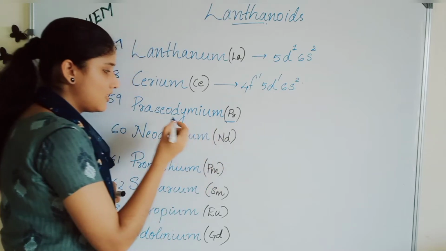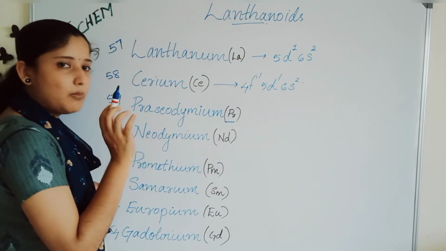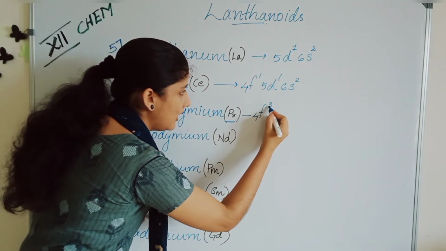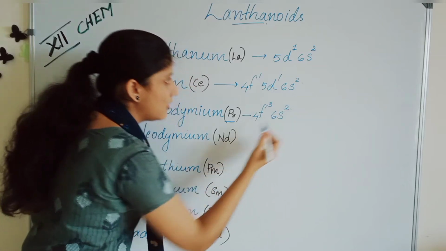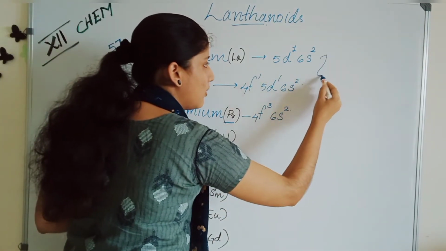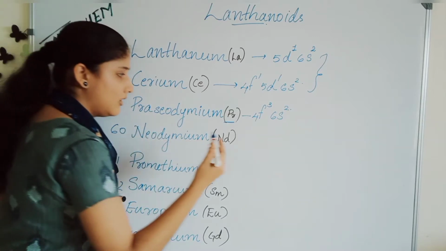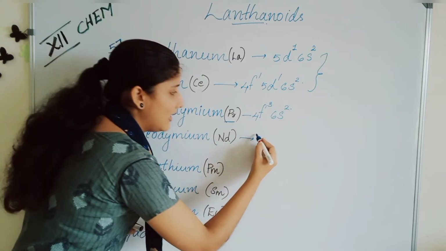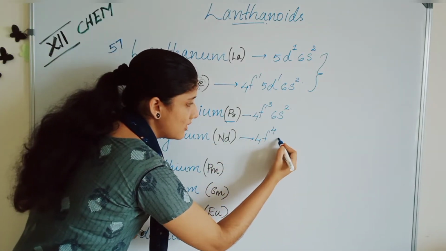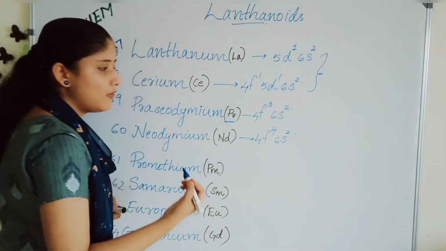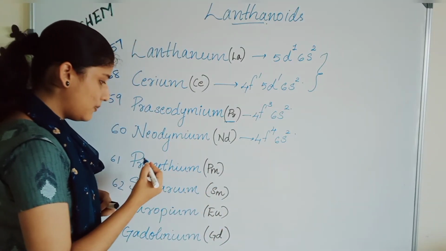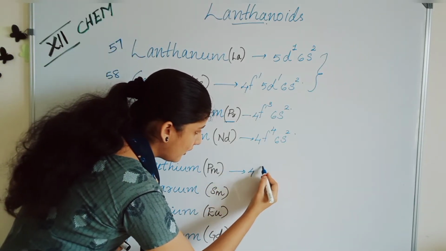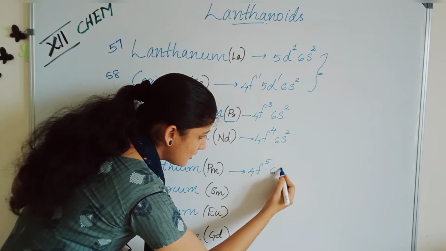The symbols also you should study. The name and the symbol with the atomic number you should study, also its electronic configuration. Look, it is 4f3, 6s2. These two are the exceptions in electronic configuration you should study. Next element is 60, neodymium, Nd, and the electronic configuration is 4f4, 6s2. Outer electrons are 4f4, 6s2. Next is promethium, represented by Pm. It is 4f5, 6s2.